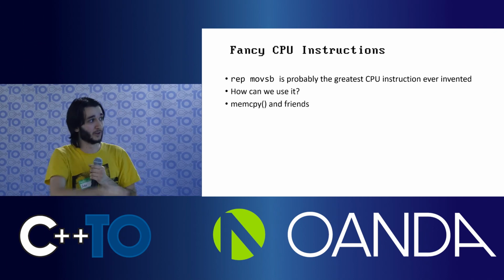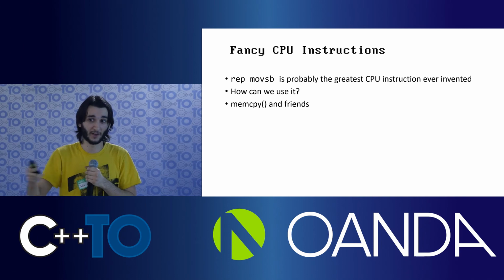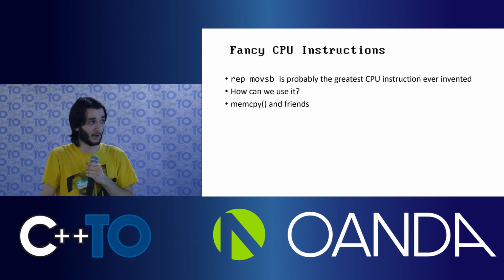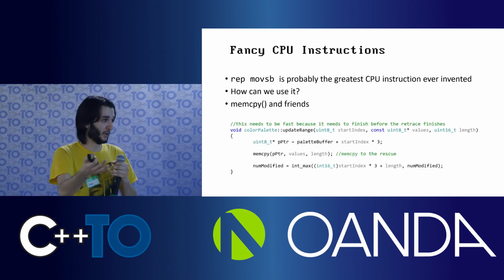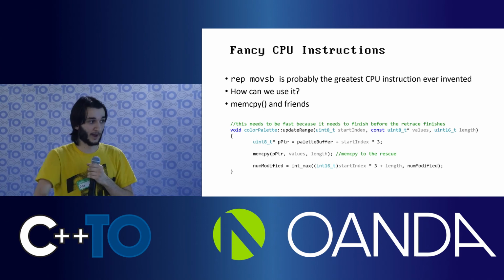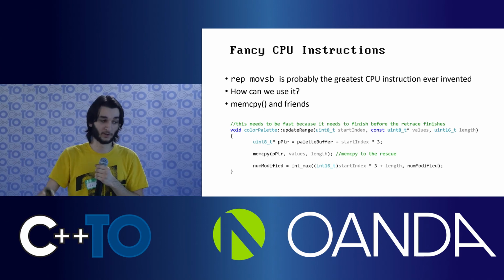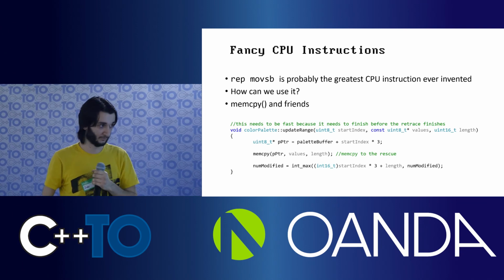Well, one of the ways we can do it is just use memcpy, because that does that internally in most 16-bit compilers. For example, one place I use that is when I'm updating my color palette, because that needs to be done really quickly before the vertical retrace finishes.